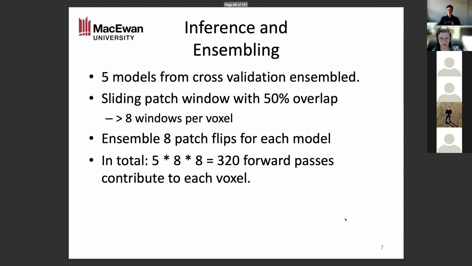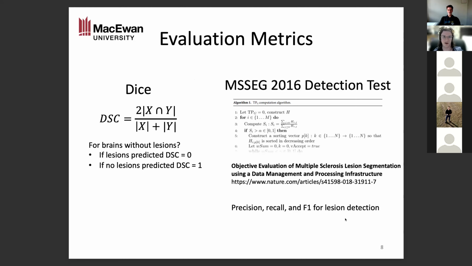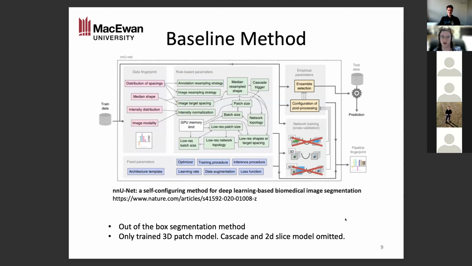Sorry if that was very slow, but these are our evaluation metrics. We have a Dice score. For brains without lesions, if lesions are predicted, the Dice score is 0. And if no lesions are predicted, we choose a Dice score of 1. We also implemented the 2016 detection test from that paper, and this gives us precision, recall, and F1 for lesion detection. And we also trained a baseline method, nnUNet. We just trained their 3D patch-based model for internal comparisons.